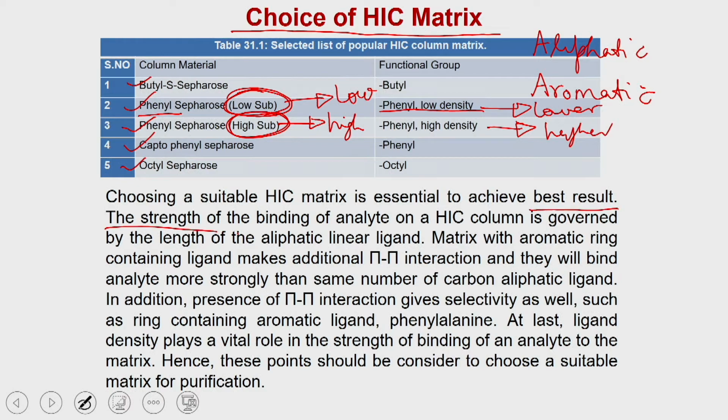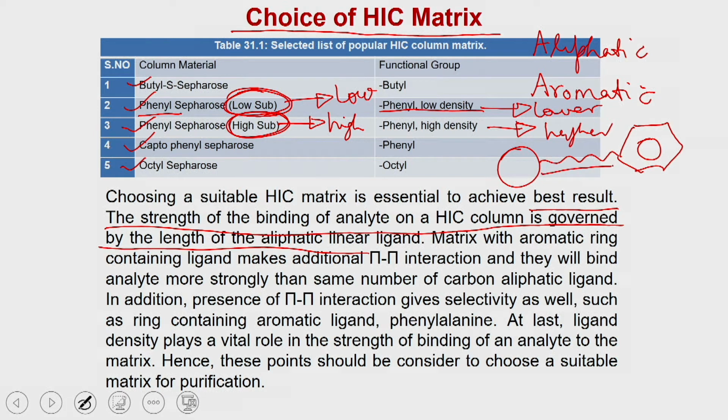The strength of the binding of the analyte is governed by two factors. One is what ligand you are using for interactions, and the other is the chain length you are using, because if you increase the chain length, you are giving more flexibility to the ligand to interact with the inner core hydrophobic groups present on the proteins. So, the chain length, suppose this is the beads, and this is your HIC matrix.